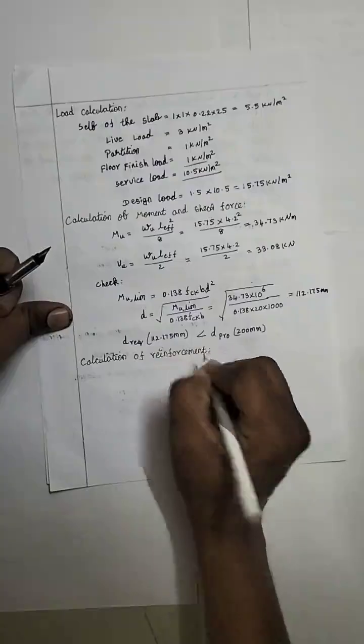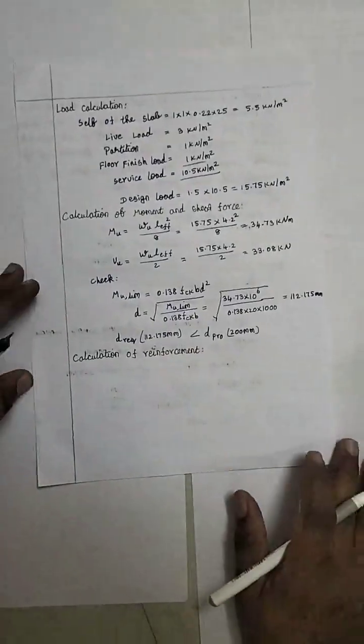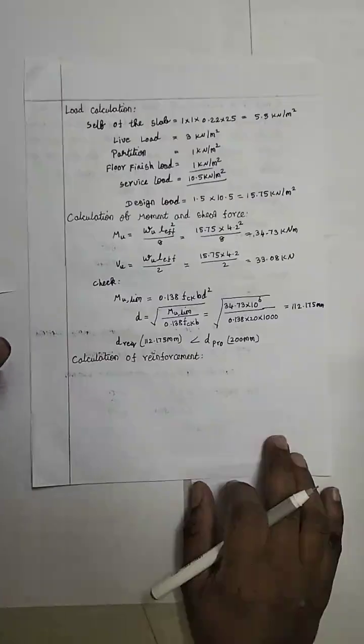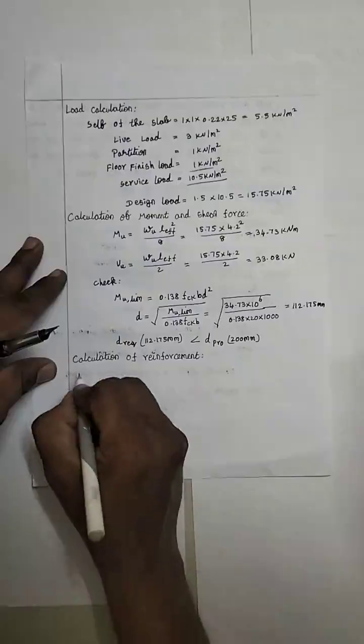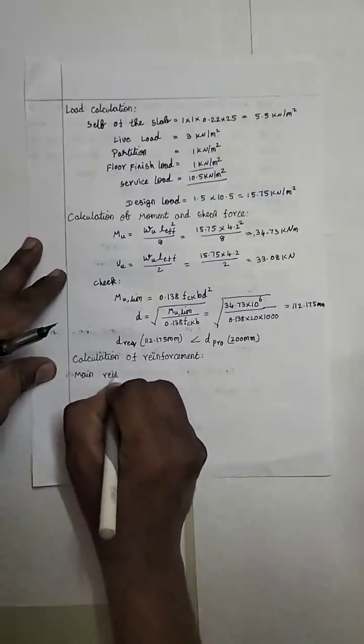In a beam we will have two types of reinforcement. One is longitudinal reinforcement, another one is transverse reinforcement. Likewise in a slab we also have two types of reinforcement. For a one way slab we have two types. One is main reinforcement, another one is distribution reinforcement. First we are going to calculate the main reinforcement.